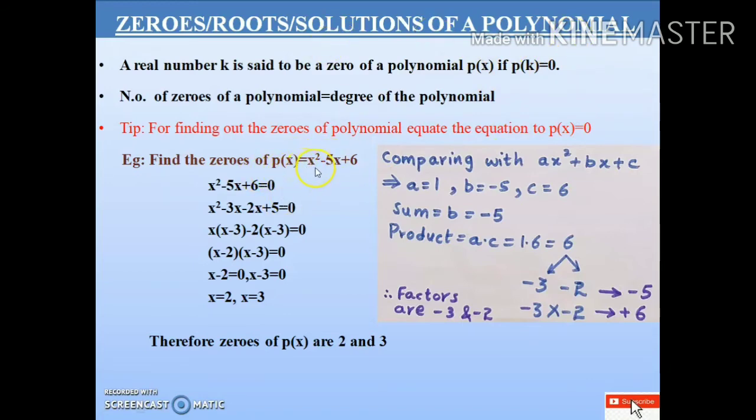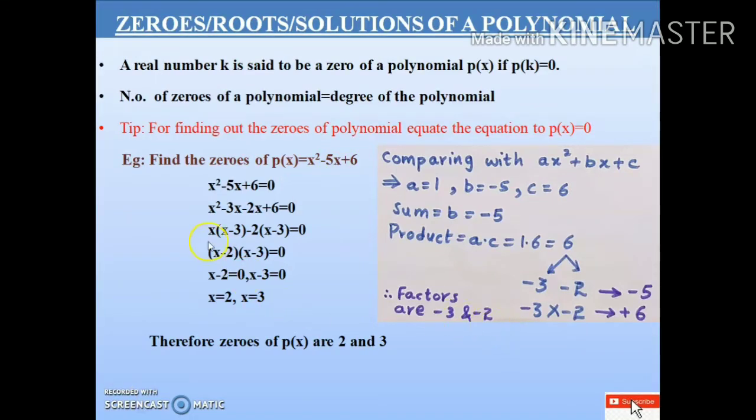For example, find the zeros of p of x is equal to x square minus 5x plus 6. So in this expression, x square minus 3x minus 2x plus 6 is equal to 0. So why am I writing minus 3x minus 2x? Because this equation is of the form ax square plus bx plus c. So what is a if I compare? a is 1, b is minus 5, c is 6.